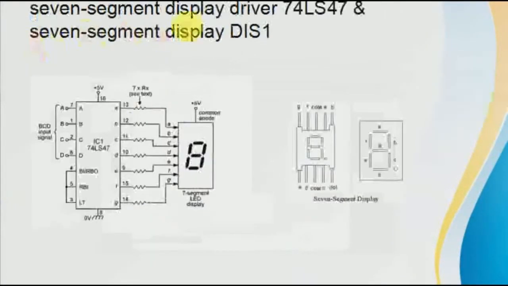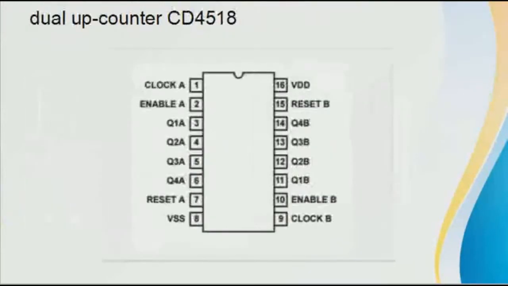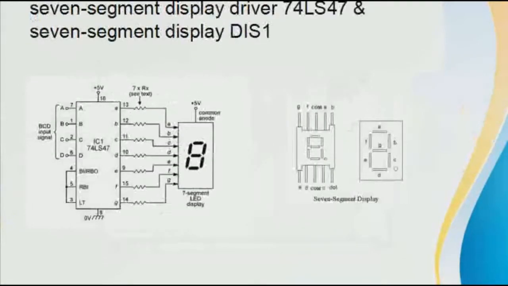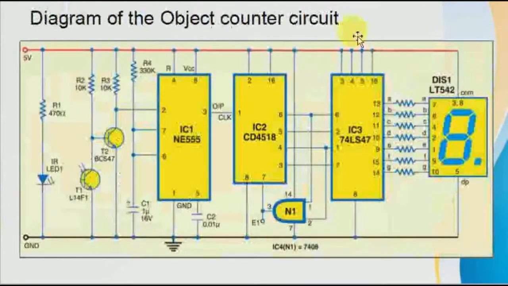Then this is the 7 segment decoder. As you can see, the BCD output which will come from the CD4518 will be connected here. Then these are A, B, C, D, E, F, G, which we have to print on this 7 segment display. So this is how our circuit will look, and this is the outcome.